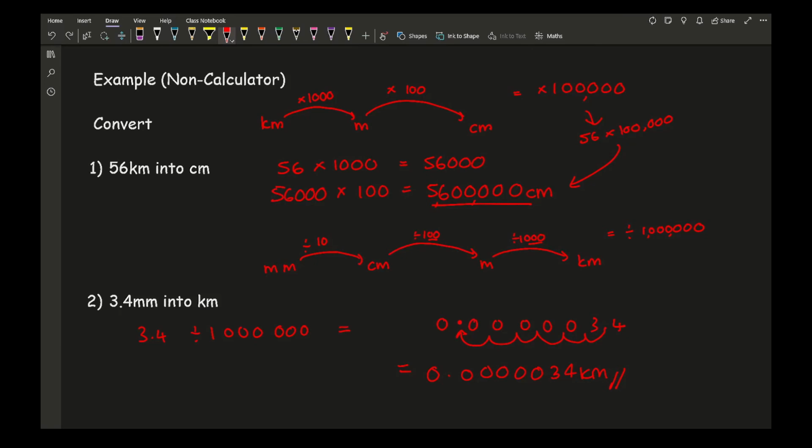And again, a very, very small number, in which I could easily get asked to write both of these two answers in standard form, which I'm not going to go through now, but if you've watched the video, you'll be able to easily convert it from there.